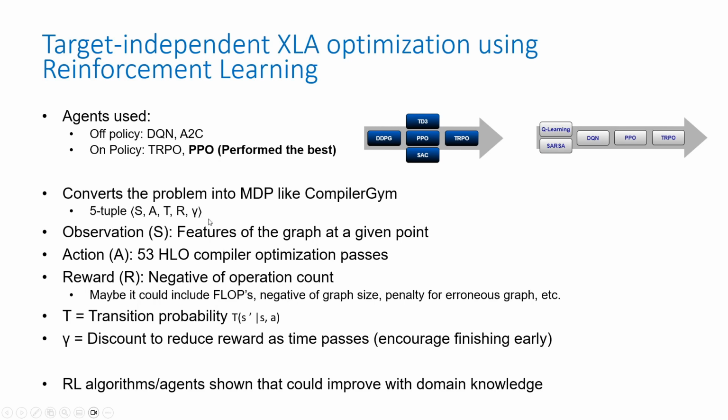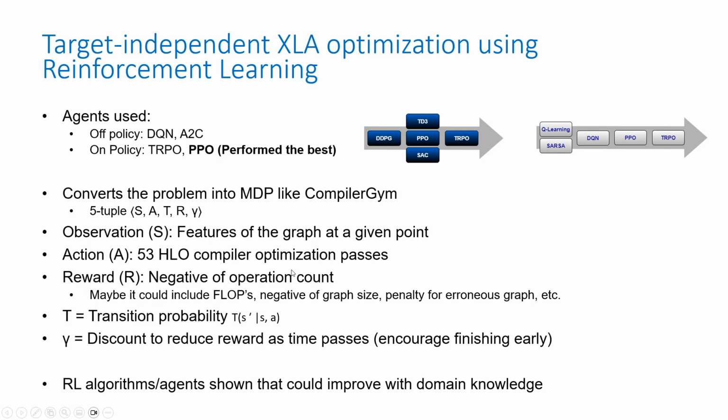And the gamma is the discount factor. It's basically a reduction factor of the reward as time goes by. So basically, you want to encourage the agent to finish as soon as possible. And the observation is going to be features of the graph at a given point in time. And the action is going to be 53 high-level operations, compiler optimization passes. So this is how you control the phase ordering.